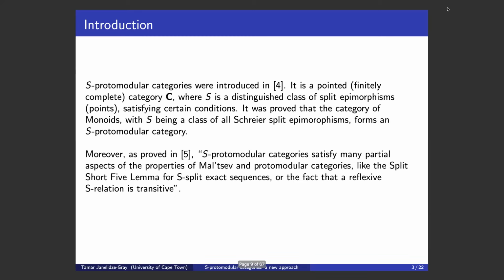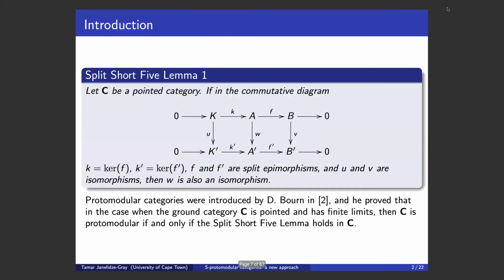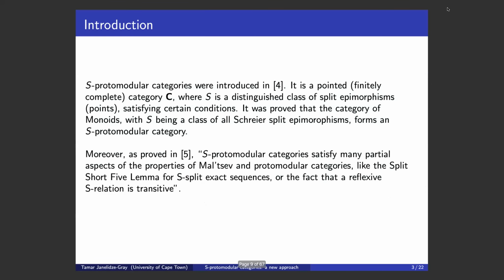Moreover, and I'm quoting this from their paper, they proved that S-protomodular categories satisfy many partial aspects of the properties of Maltsev and protomodular categories, which includes the split short 5 lemma for S-split exact sequences. In other words, quickly, let me go back to the diagram. So here, f and f prime, instead of saying they're split epis, we take them to be split Schreier epimorphisms. Or the fact that the reflexive S-relation is transitive, and this is the Maltsev condition.